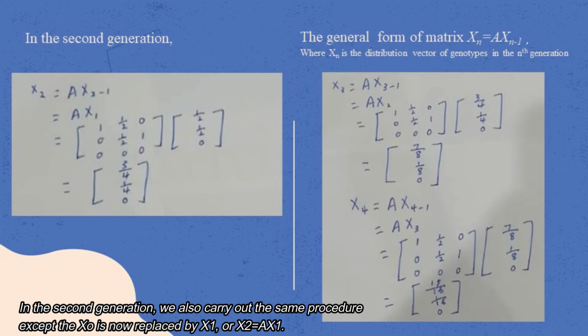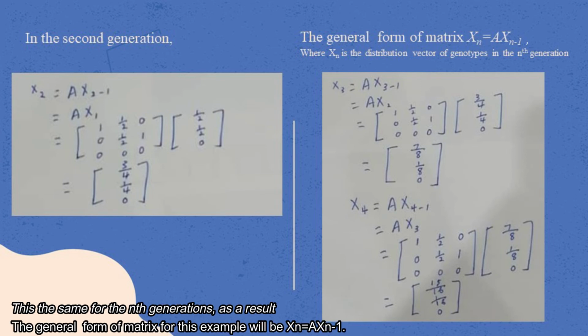In the second generation, we also carry out the same procedure except the x0 is now replaced by x1, so x2 equals A x1. This is the same for the n generations. As a result, the general form of matrix for this example will be xn equals A x(n minus 1). Explicitly, we have the calculation as shown here.